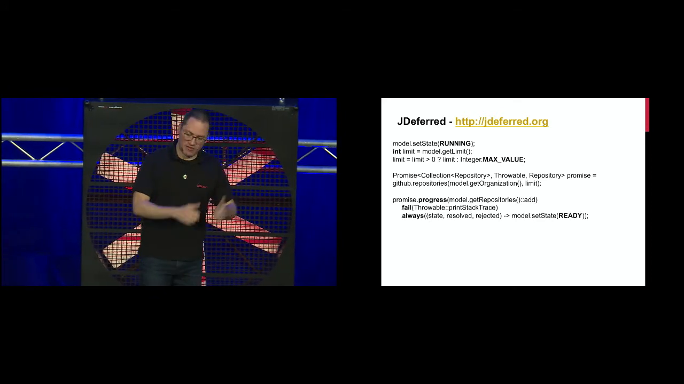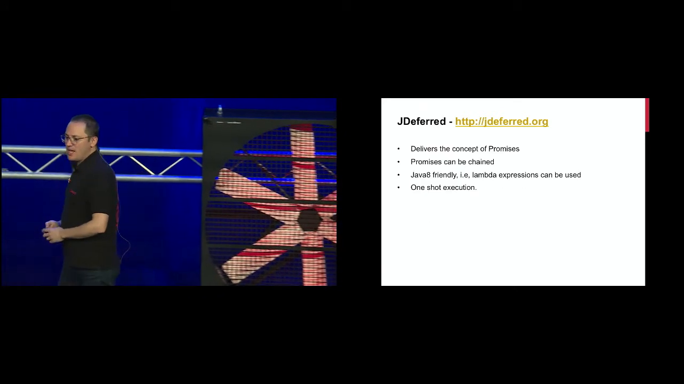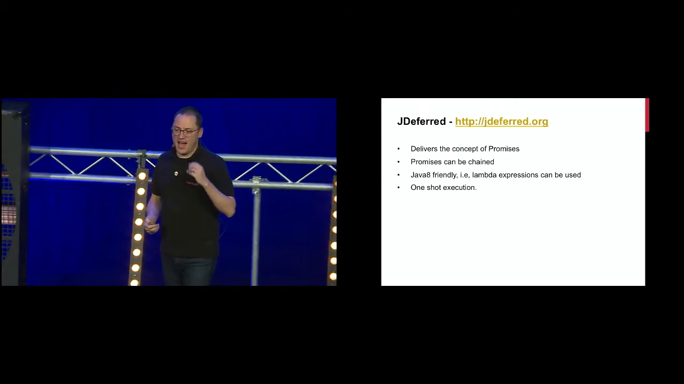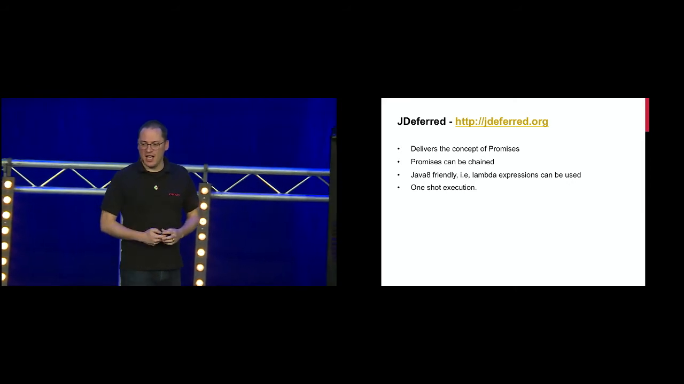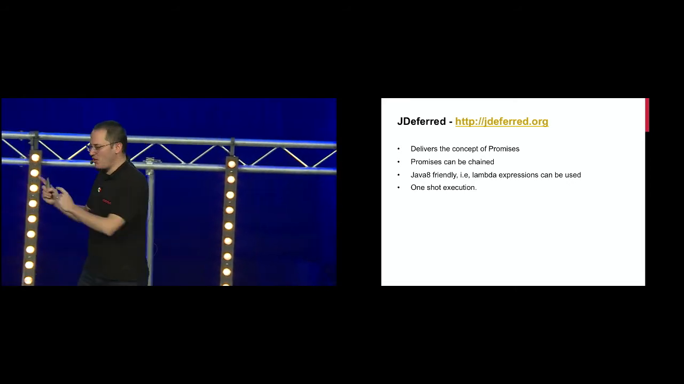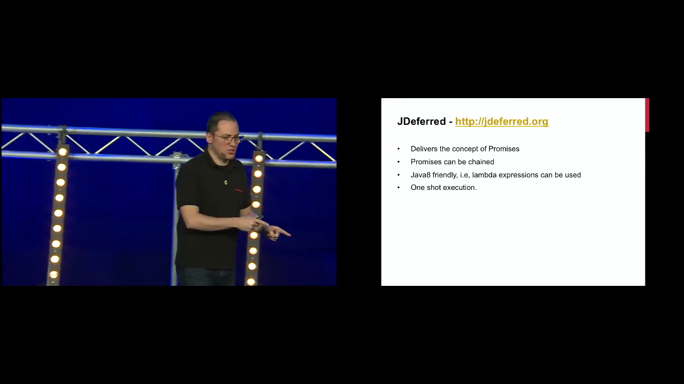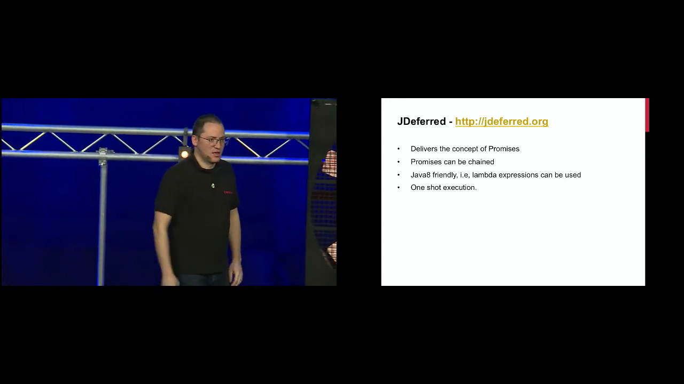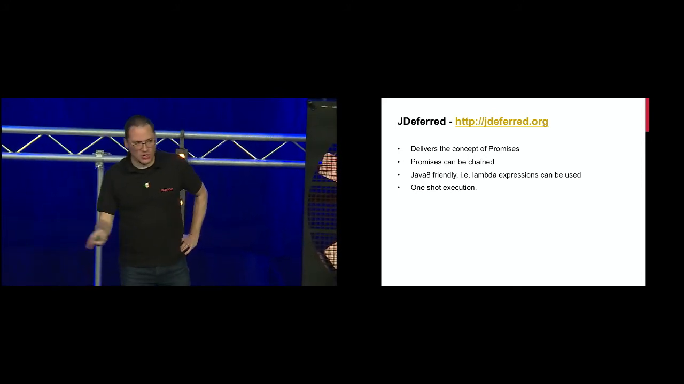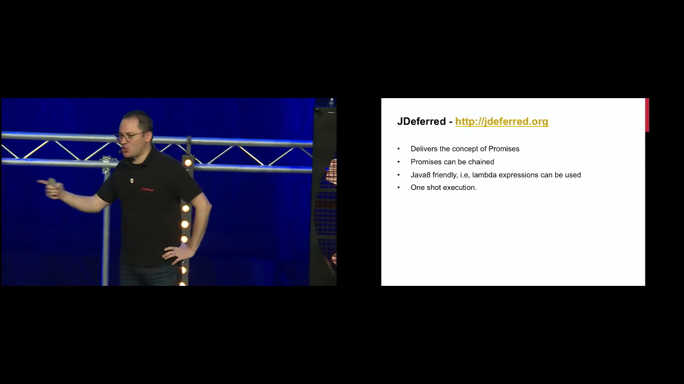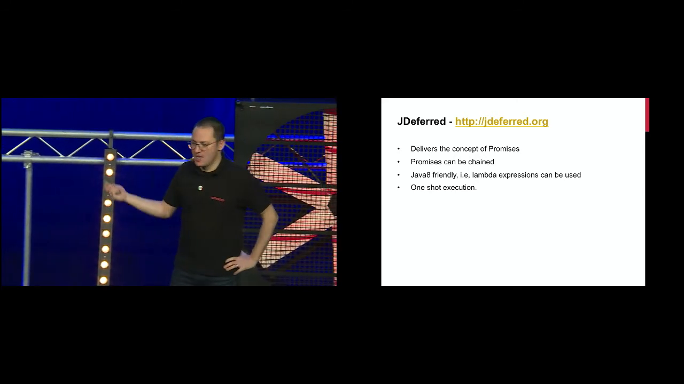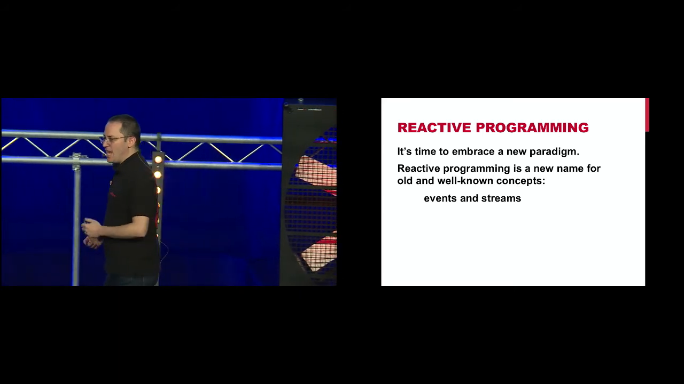Yes. Perfect, thank you. All right, so we delivered the concept of promises. Wow, time flies. Promises can be chained. It's Java 8 friendly, and it's only one-shot execution. You do a background task, and then boom, you get results, or you get nothing. That's it. What happens if we want to have a continuous set of results? What happens if we want to have a stream of results? Can we use Java 8 for this? Not yet. But we can turn to reactive programming.